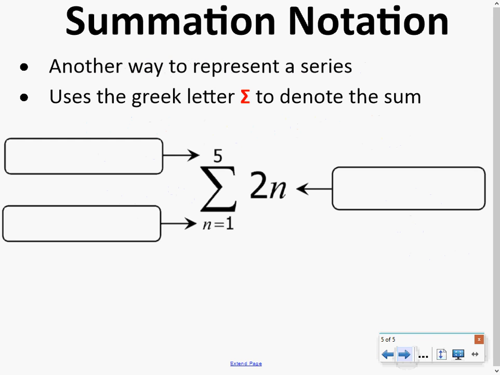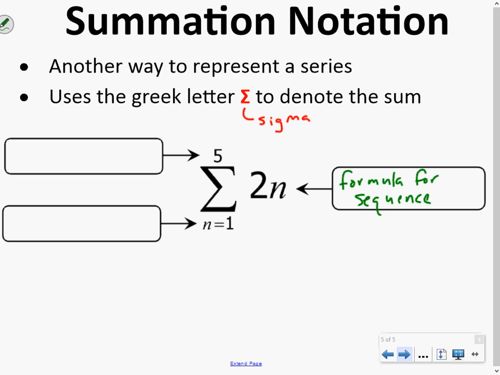Now, the more complicated way that you're going to see that is when it's written in what we call summation notation. It's just another way to represent a series, and it uses the Greek letter sigma to denote that we are taking a sum. Okay, so when you're looking at this notation, the 2n in here would represent the actual formula for your sequence. Like, this is the formula that we're going to use to generate the sequence that we're going to be summing up. And then notice there's a number on the bottom and on the top.